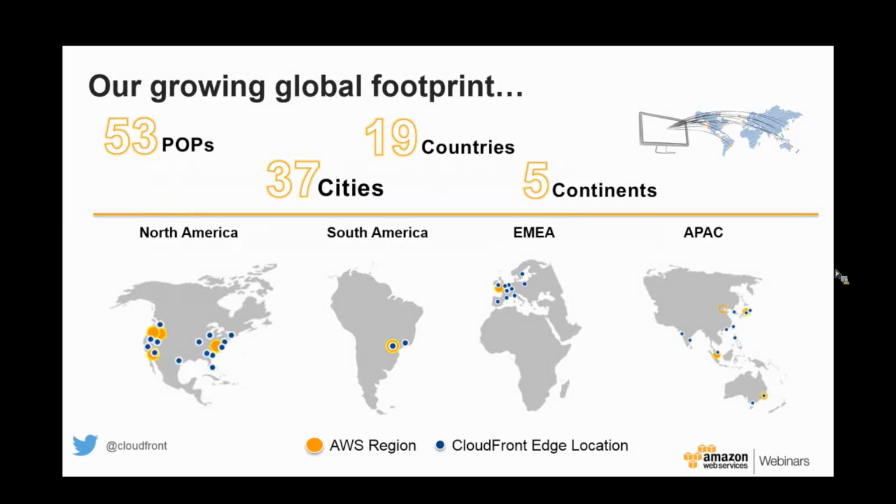So in terms of CloudFront's presence, we have a growing global footprint. We have 53 edge locations today worldwide, across 37 cities and 19 countries. As you can see in this map, the blue dots are CloudFront edge locations, and the bigger yellow circles are the AWS regions where EC2, S3, and many of the other AWS services are.